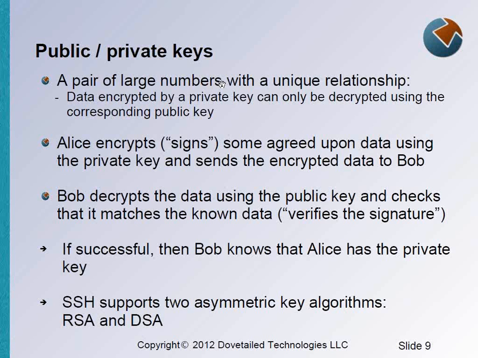How big? Well, typically they're like 2K bits long, 2,000 bits long. That's a big number. And the private key is one of these numbers and the public key is one of these numbers. And then those two numbers have a unique relationship in the context of using an algorithm like RSA. You can take the private key and you can encrypt some data, and only the public key can be used to decrypt that data. Only the public key.